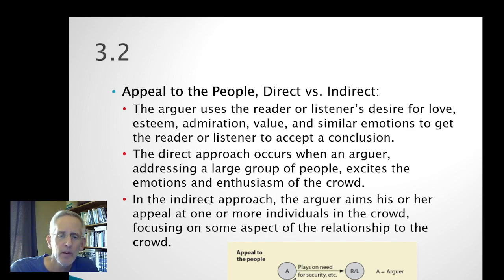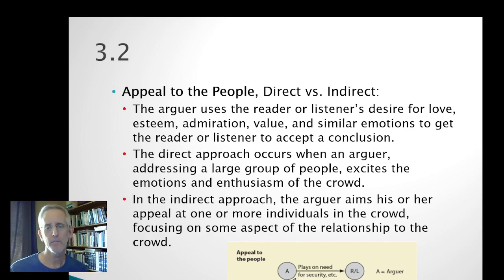Another example of indirect, just to make sure we understand the difference here, because the direct approach is pretty easy to spot. It's a large group of people being addressed by one individual. So another example of the indirect approach would be the Marine Corps advertising motto, the few, the proud, the Marines. That's a motto they've used for a long time in their advertising campaigns. What they're trying to say is that if you're a Marine, you're elite, you're different, you're not like the rest of society.